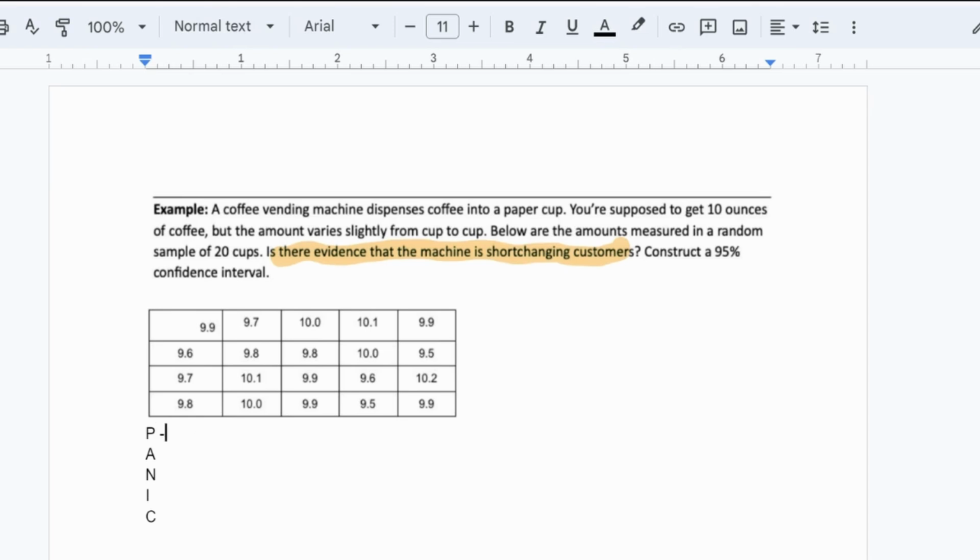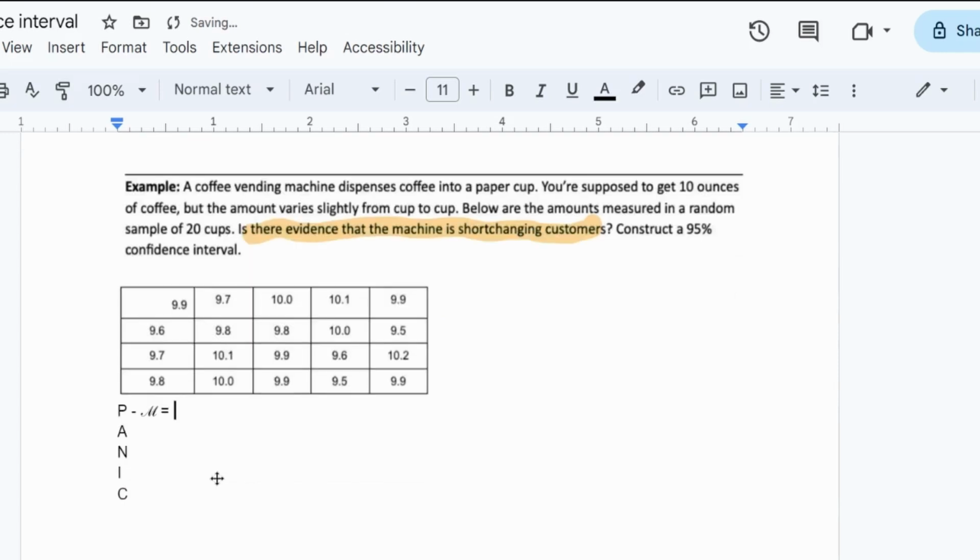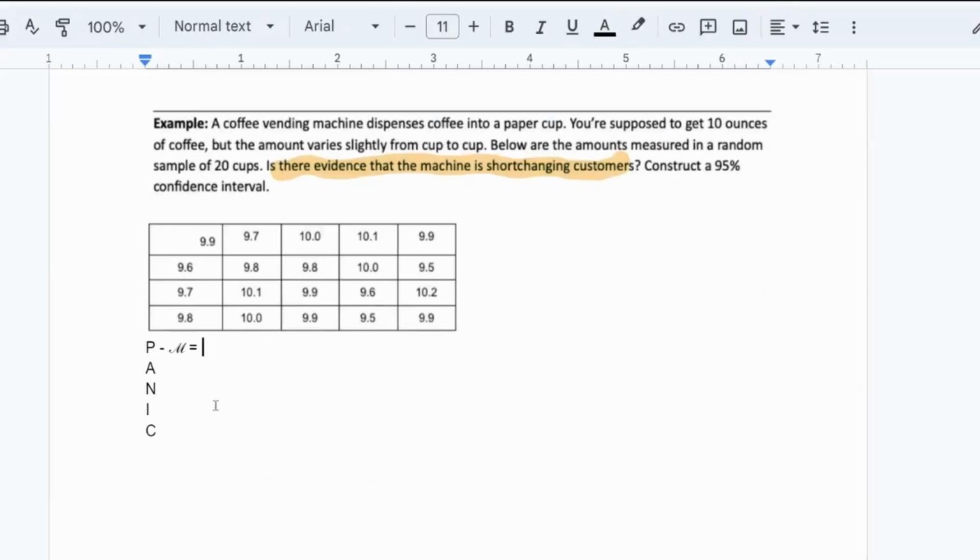First of all, the P stands for parameters, which in this case would be the mean, and we have to describe what it is. This is the character mu. Mu is understood to be the mean, and we have to say that the mean is the average amount of coffee per cup in ounces. That is what the mean is in this problem.